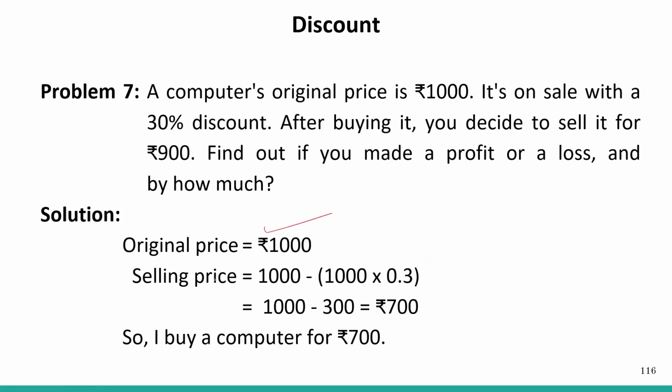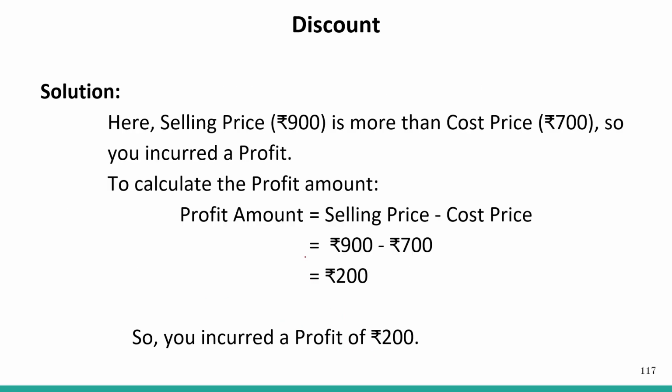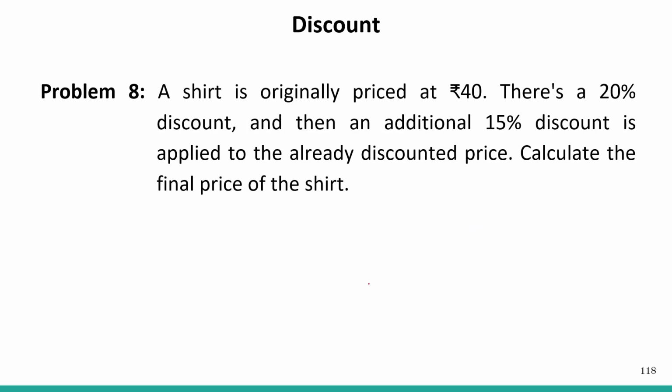So original price is 1000 and selling price will be what? 1000 minus 300, because 30% of the 1000 is 300. So it will be 700. So I buy the computer for 700. So by selling it for 900, that is more than the cost price, that is 700. So what I did was I got a profit. So profit amount is equal to selling price minus cost price, that is 900 minus 700 is equal to 200. So you incurred a profit of 200 rupees.